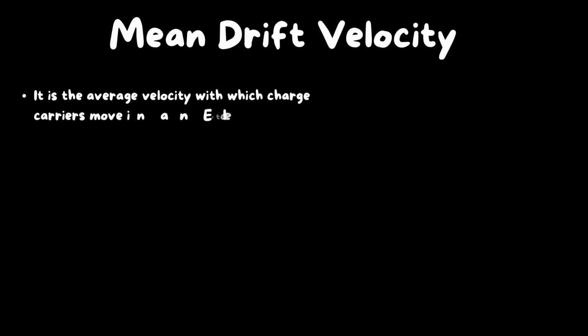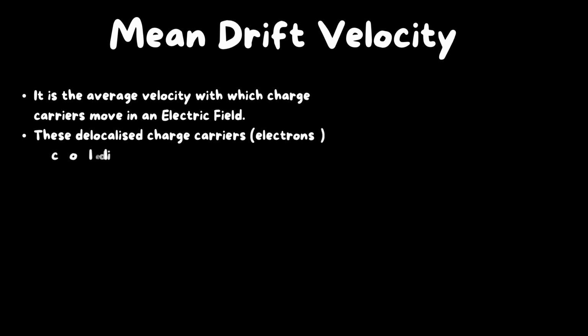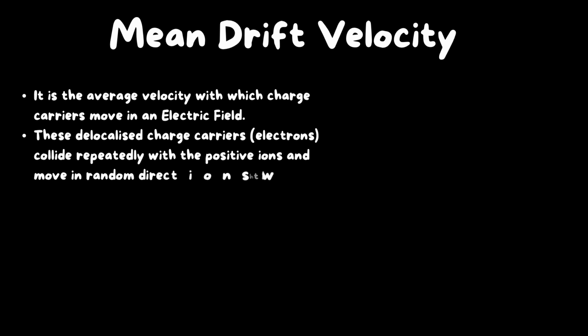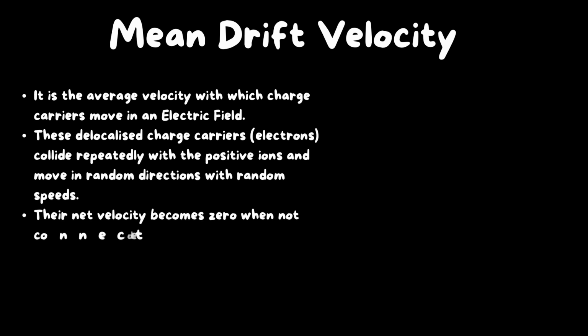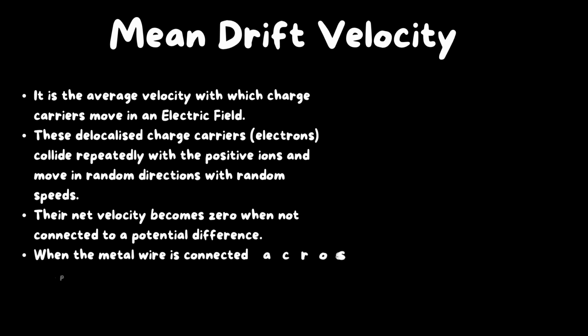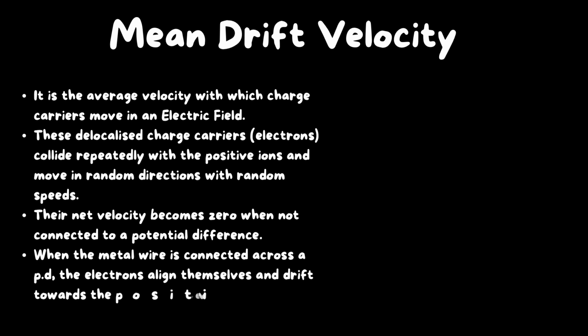Now let's talk about mean drift velocity. It is the average velocity with which charge carriers move in an electric field. These delocalized charge carriers collide repeatedly with the positive ions and move in random directions with random speeds. So their net velocity becomes zero when it's not connected to a potential difference. However, when you connect the metal wire to a PD, the electrons will align themselves and drift towards the positive terminal of the source.